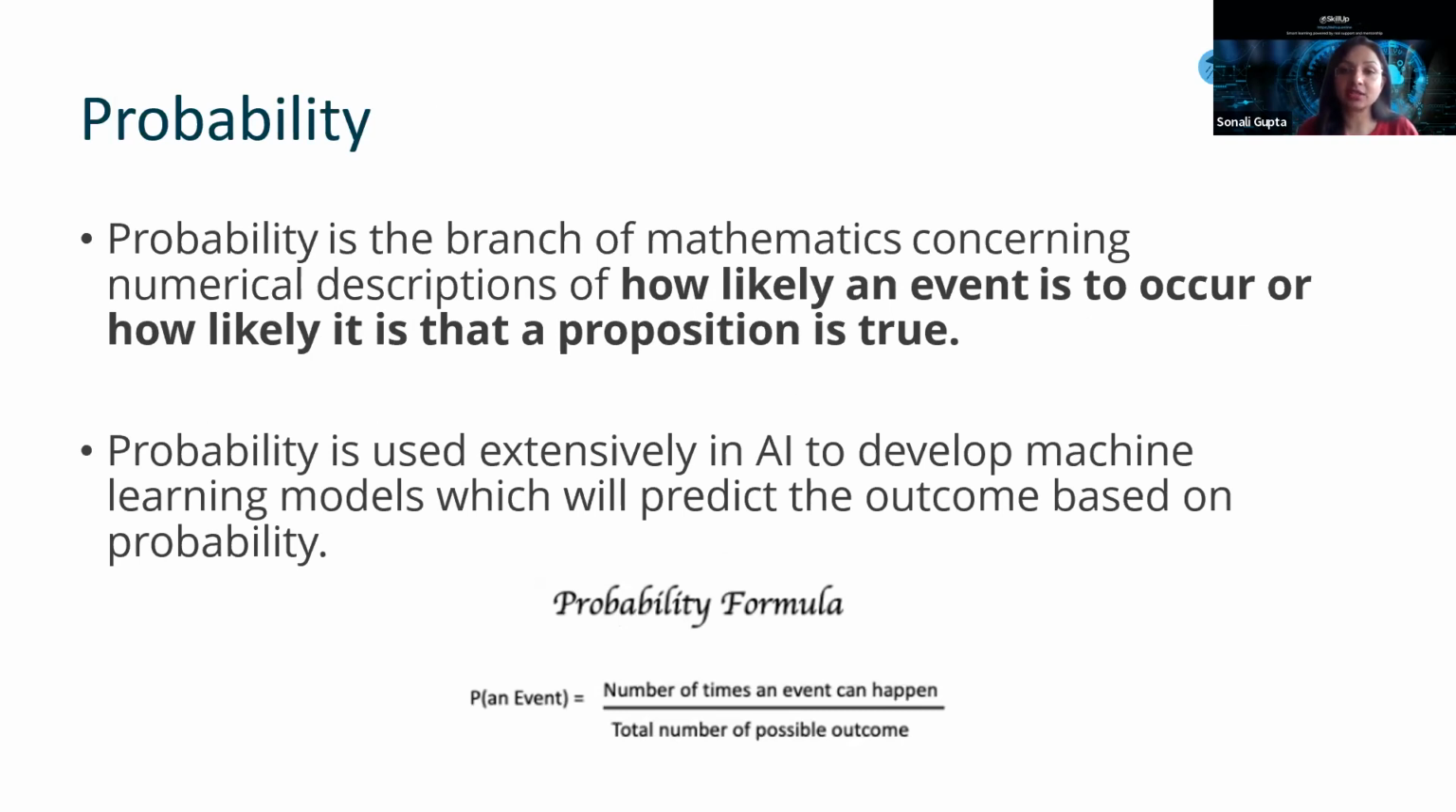It is basically concerned with numerical descriptions of how likely any event is to occur or how likely it is that a proposition is true. So probability is used extensively in AI to develop machine learning models, which predict outcomes based on probability. And below is the formula given for probability, where we say that the probability is the number of times an event can happen over the total number of possible outcomes. So this is exactly what is being covered as a part of the statistics in the foundations course.